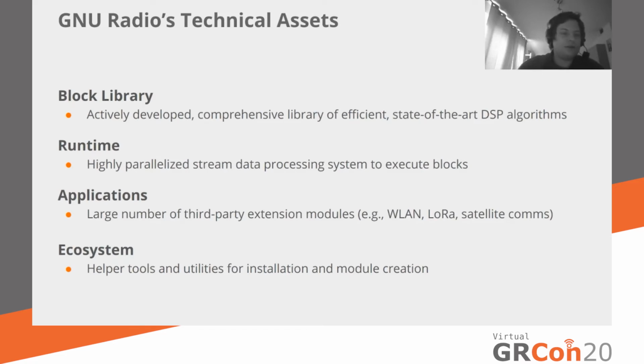Okay, so when I think about GNU Radio, I'd say there are four main technical assets. Of course, there's the block library where we have the efficient implementations of state-of-the-art DSP algorithms. And then we have the runtime that drives these blocks. It's running them in parallel to exploit multi-core CPUs, and it's handling the whole data flow. So these are the two core components of GNU Radio.